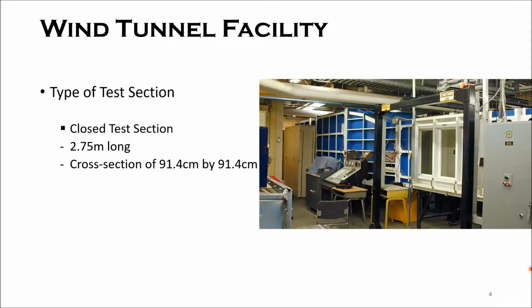The test section of the wind tunnel used, shown in the figure, is 2.75 meters long and has a cross-section of 0.914 meters by 0.914 meters. The corners of the test section walls also have 45-degree fillets to control boundary layer growth and flow separation. The test section also has a glass window to view the model when testing.